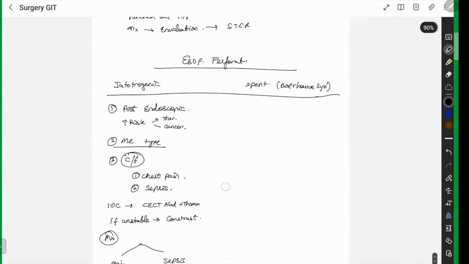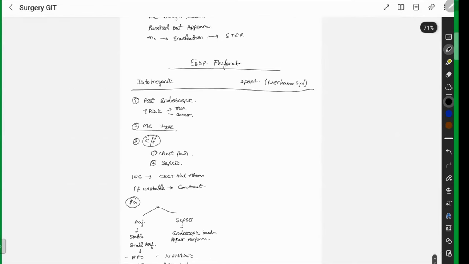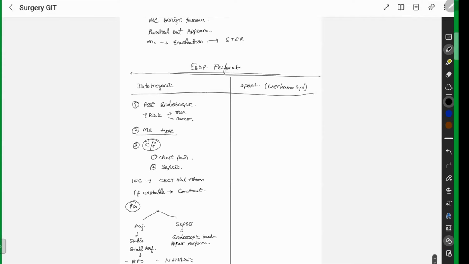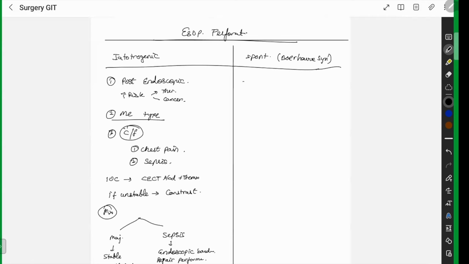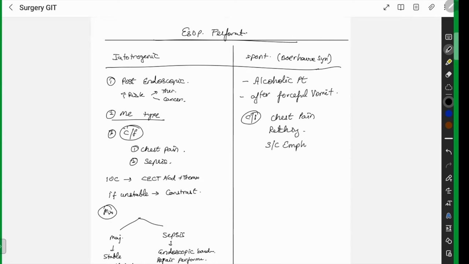Next, the spontaneous one, Boerhaave syndrome. What you have to understand is that it is most common in alcoholic patients. It occurs after forceful vomiting. Clinical features again include chest pain, and they will be having retching and subcutaneous emphysema.